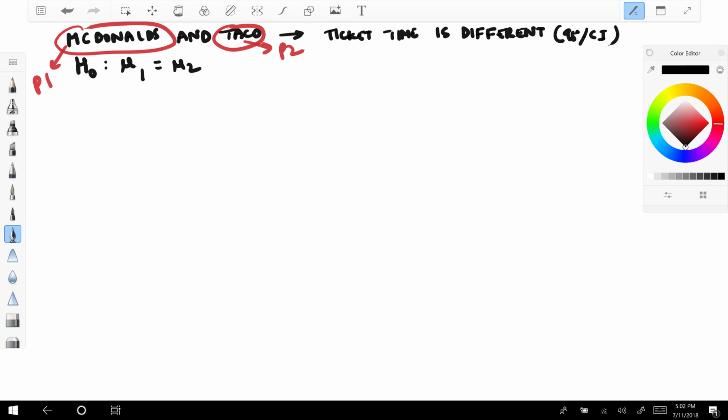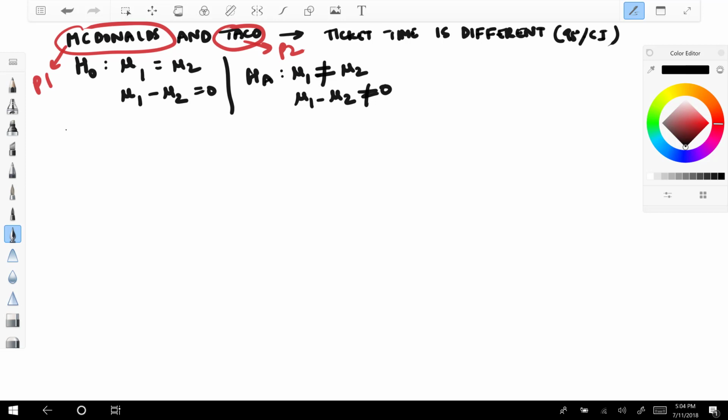So this can also be written as mu1 minus mu2 equal to 0. So our alternative would be mu1 not equal to mu2. So that is mu1 minus mu2 not equal to 0. So because those two are populations, now we can take a sample to test our hypothesis.